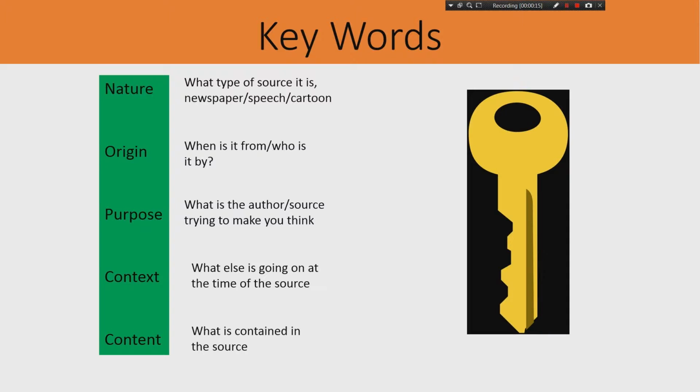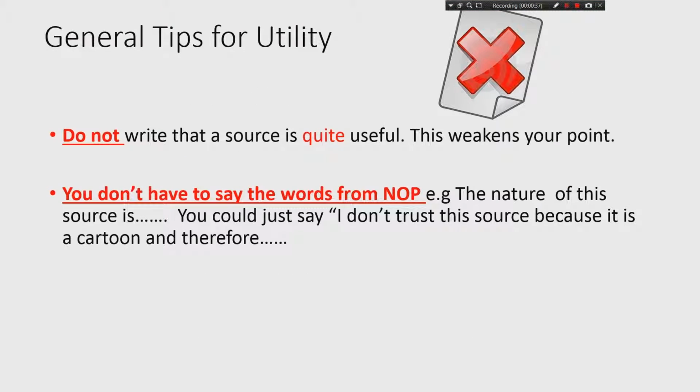Keywords that you need for this question. If you need to, you can pause the video and come back to this as we go through. Nature, origin, purpose, you've used consistently since year 7. Context is information that you know from around the time of the source that is relevant. There's no point throwing in anything about the Cold War. You have to know what the question's asking you.